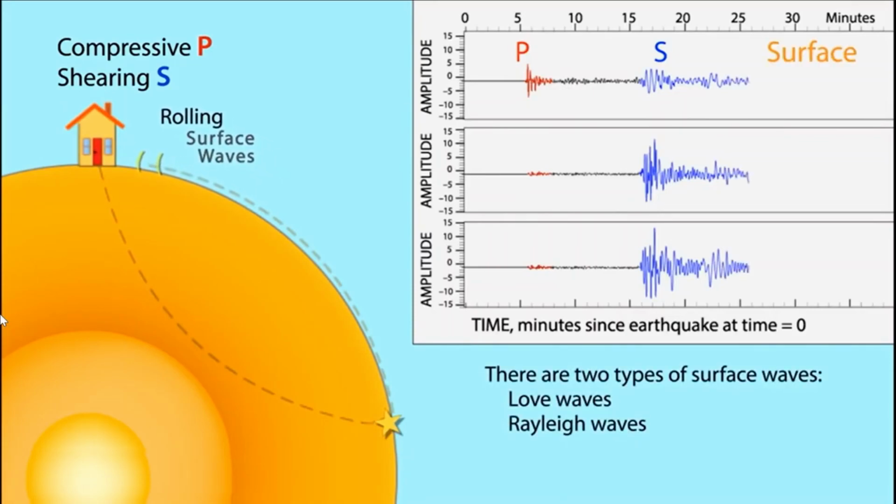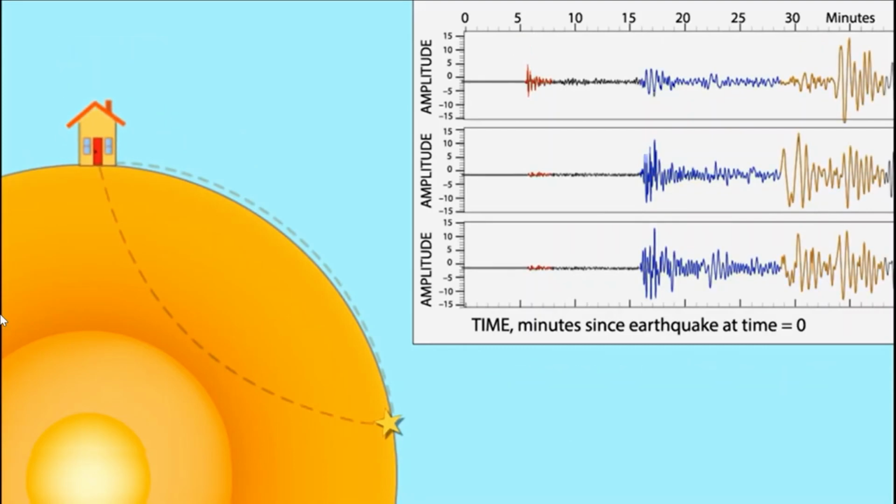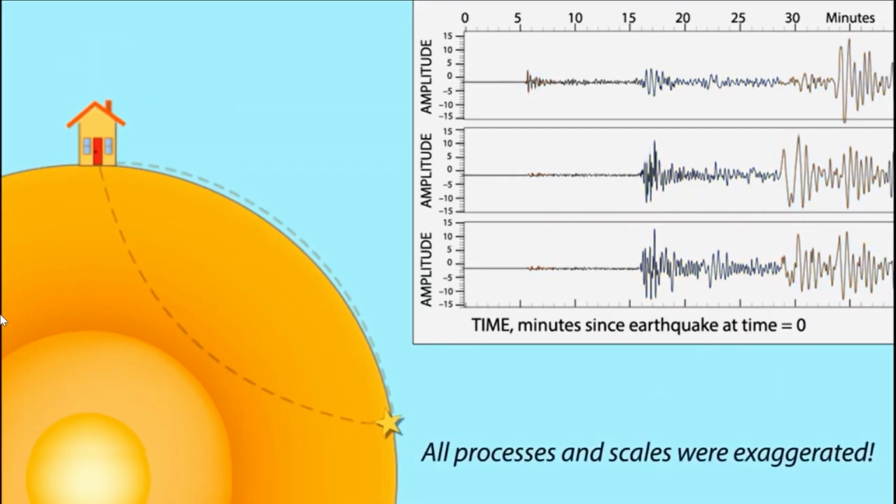The slower surface waves, such as Love and Rayleigh waves, move in a more complex undulating pattern and thus show up on all three components. In conclusion, it is the combination of signals that gives seismologists information about the magnitude, distance, and type of earthquake that occurred.